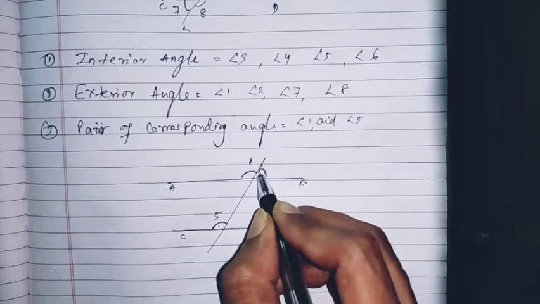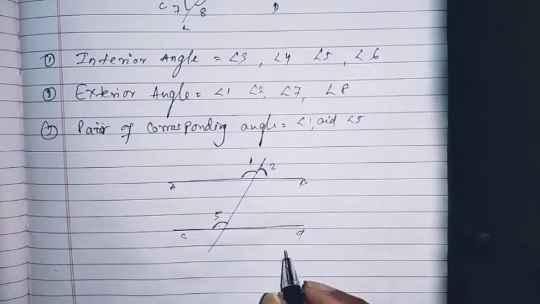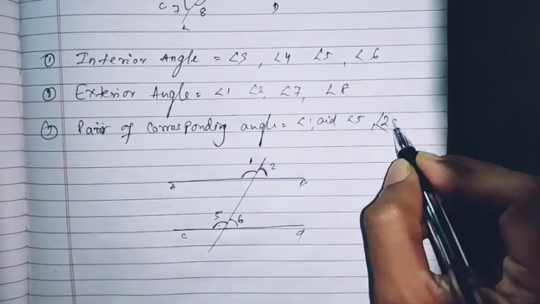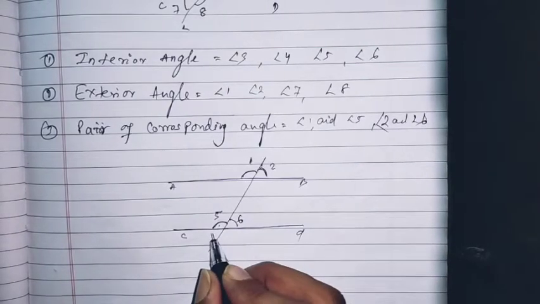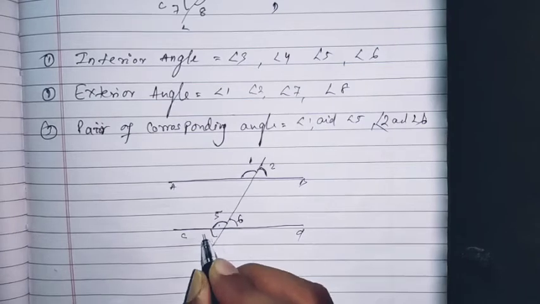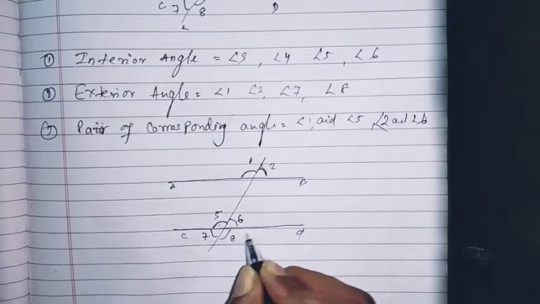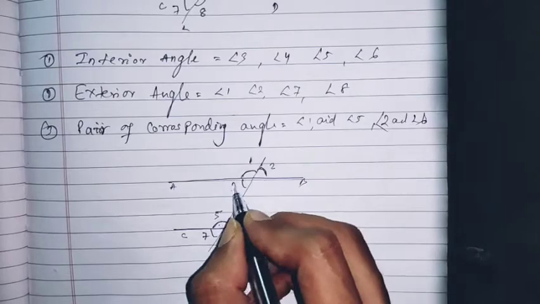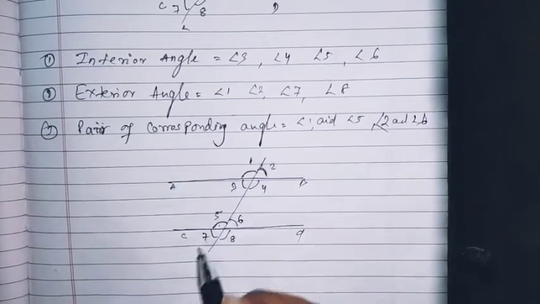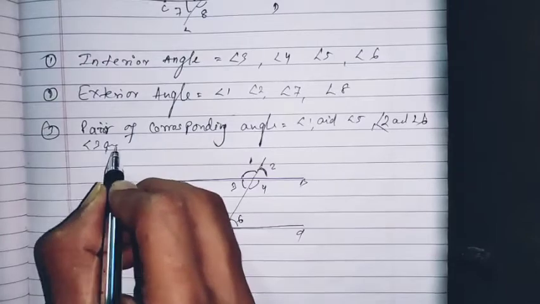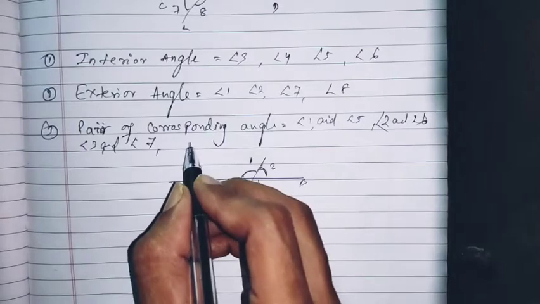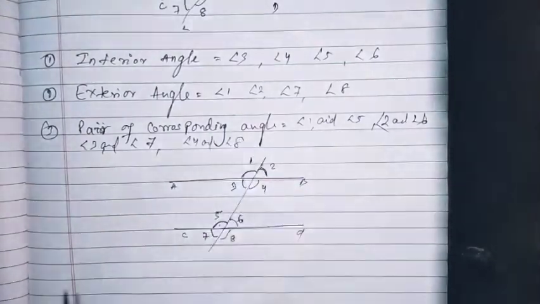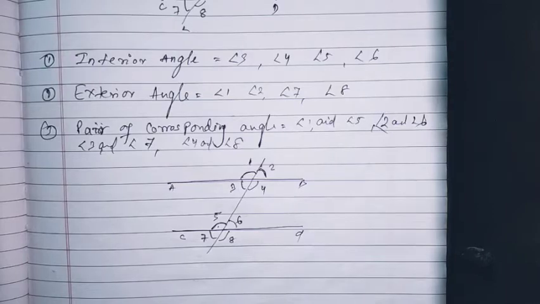Okay, so angle 2 is corresponding to angle 6. Now here, this is 7 and this is 8. Here 3 and here 4. So angle 3 and angle 7, and angle 4 and angle 8. So these are all pairs of corresponding angles.